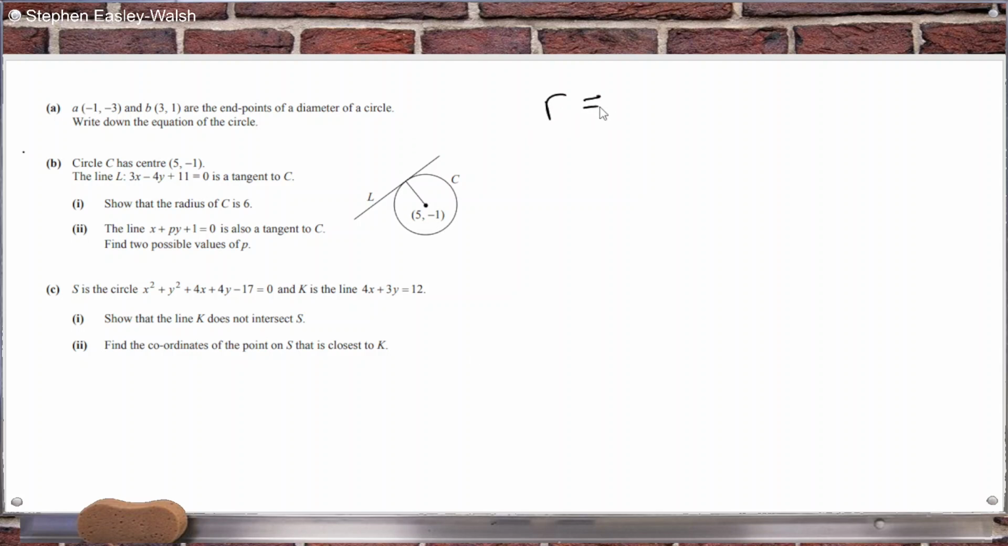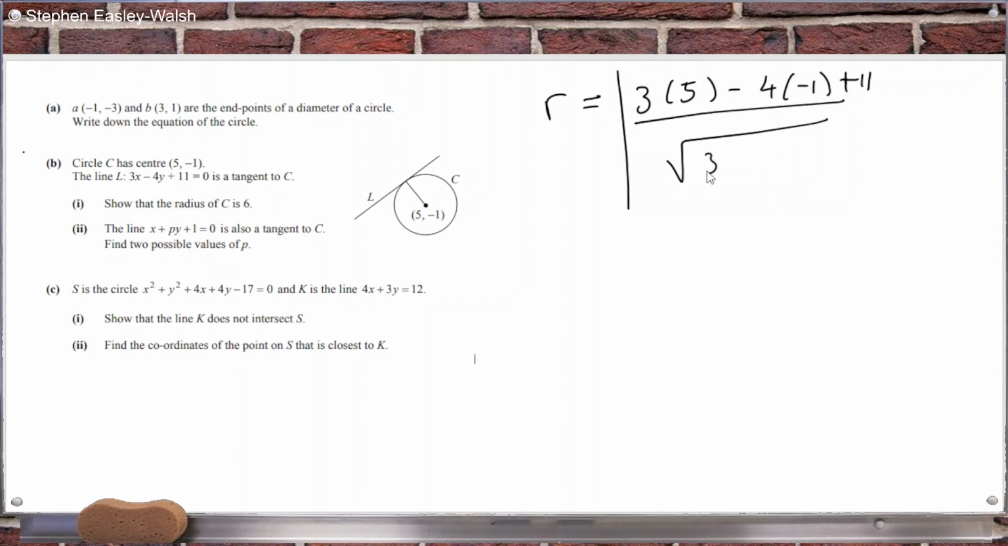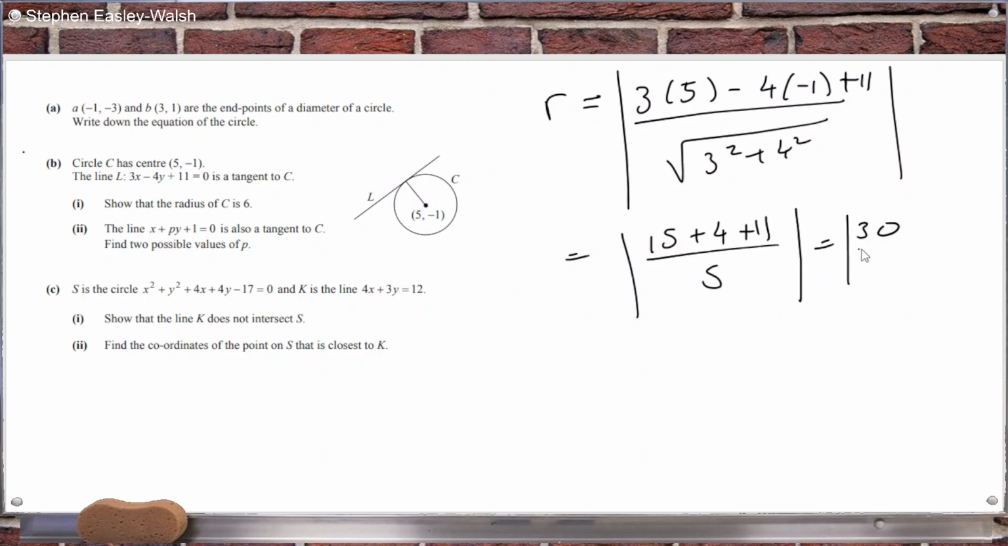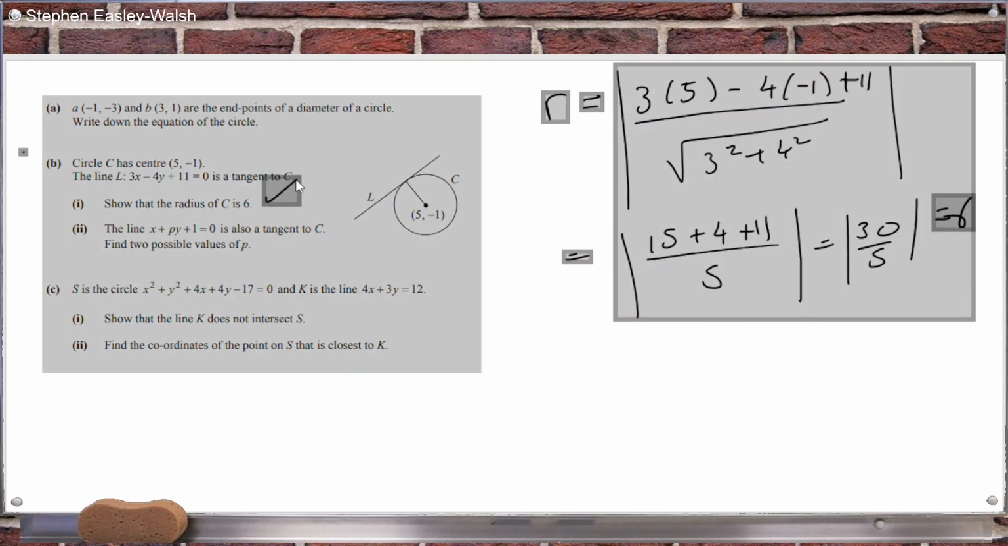So by the perpendicular distance formula, that's modulus of 3 times 5 minus 4 times minus 1 plus 11, over root 3 squared plus 4 squared. That's always nice. So that'd be modulus 15 plus 4 plus 11 over 5, which is modulus 30 over 5, which is 6. Mission accomplished.